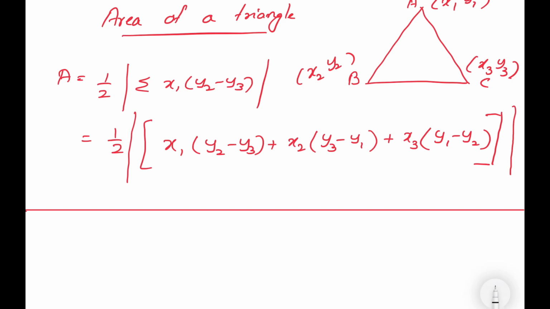So, sigma x1 into y2 minus y3, that means x1 into y2 minus y3 plus, put it in order. In the place of x1 you put x2, in the place of y2 you put y3, and in the place of y3 you put y1. Plus again the next one: in the place of x2 you put x3, in the place of y3 it will be y1, and in the place of y1 it will be y2. So, it is an easy way of remembering. Generally we write this formula and then accordingly you expand it.